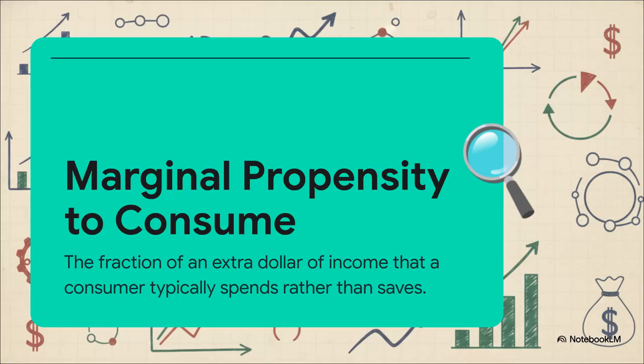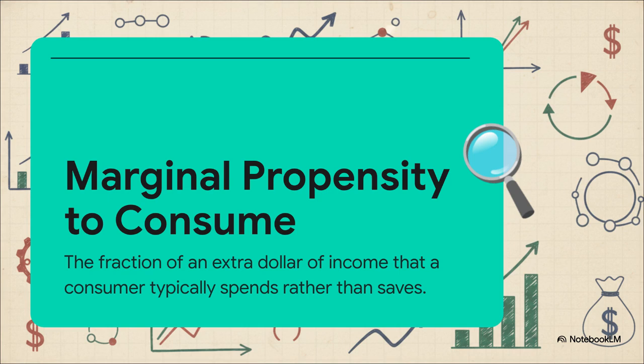So the crucial point here is this concept of the marginal propensity to consume, or the MPC. The MPC is the absolute bedrock variable upon which every single multiplier calculation we're going to do next depends. For example, if your MPC is 0.8, it means for every extra dollar you earn, you spend 80 cents and you save 20 cents.